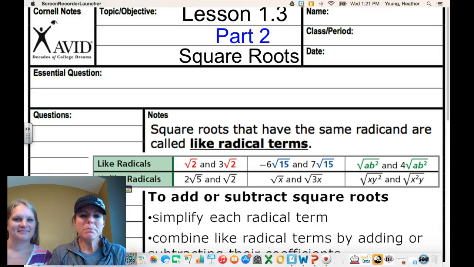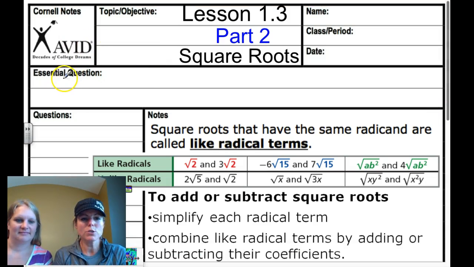Lesson 1.3, Part 2, Square Roots. The essential question of the day is, how do I add or subtract square roots?